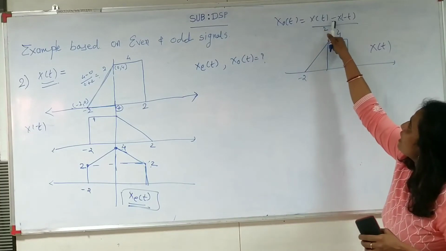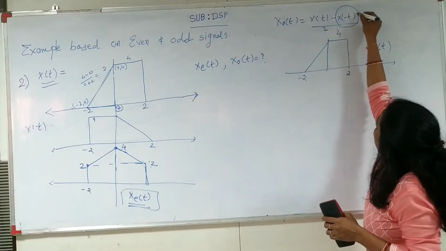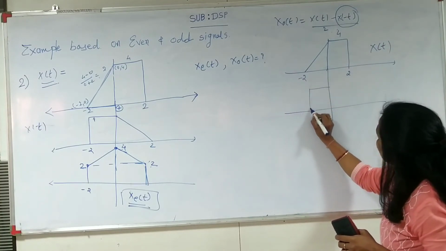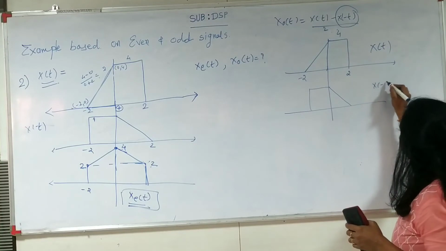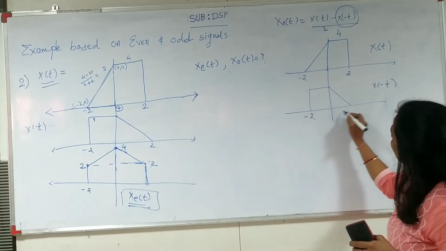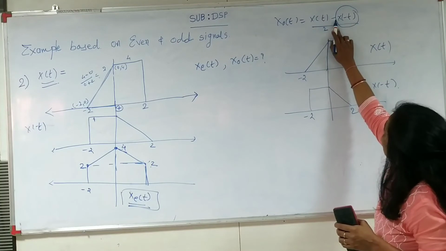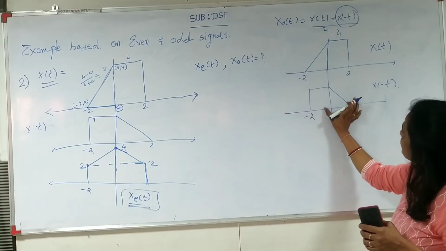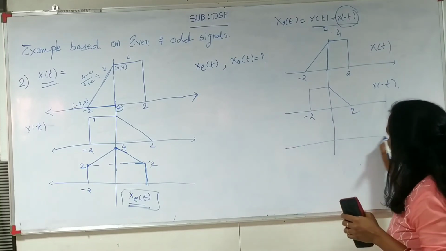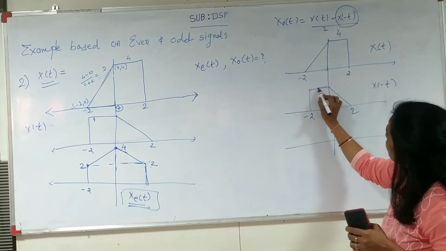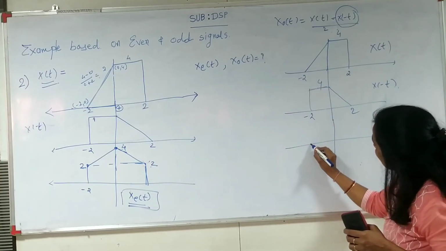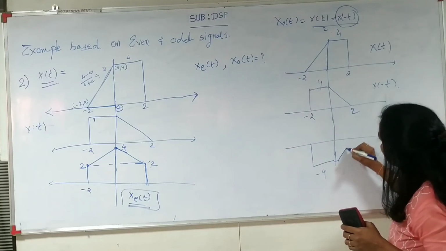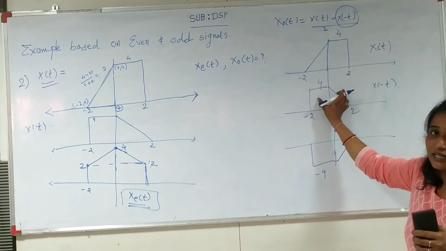Now x of t minus x of minus t. So first I am drawing the time reversal signal. Same way, this one is the time reversal signal. So this is x of minus t. And for x of t minus x of minus t, just reverse the amplitude of x of minus t. So by reversing the amplitude of x of minus t, this one is 4, so it's nothing but minus 4. And this one is in this way, because our amplitude is negative now.